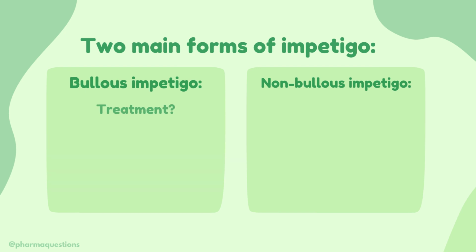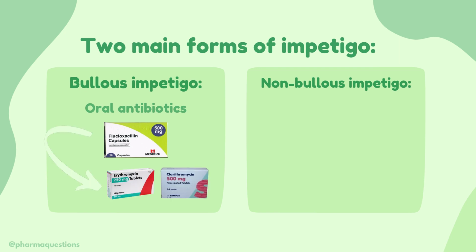Treatment for bullous impetigo is oral antibiotics. This is because applying topical treatment on the fluid-filled vesicles can be quite impractical. First-line treatment is typically flucloxacillin, and if this is contraindicated or not tolerated, the alternatives include clarithromycin and erythromycin.